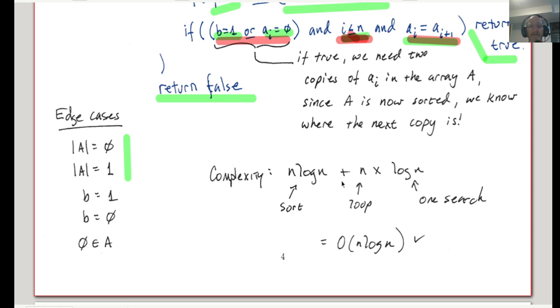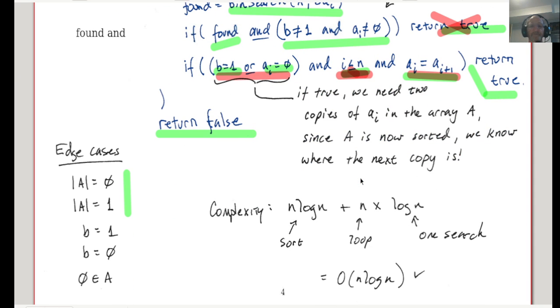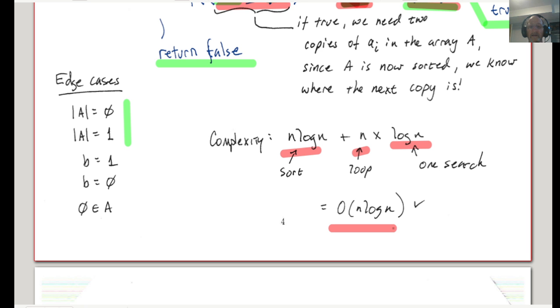The complexity for this algorithm, let's see. Merge sort is n log n. Searching is log n, and all the rest inside of the for loop is constant time. So we have a sort, then a loop. We go through the loop n times, do log n work on each one for one search. And that turns out to be big O of n log n.